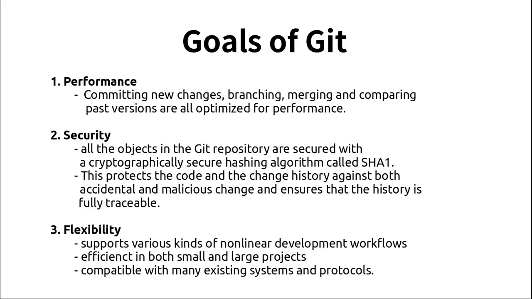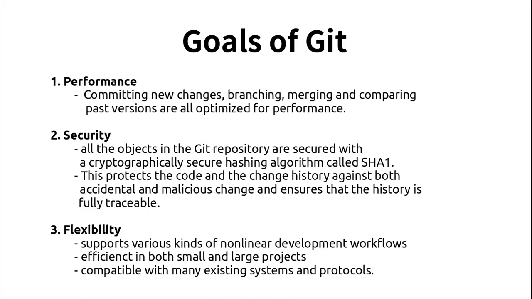It is much faster. Another thing is security. Security means that no malicious or accidental changes should distort the history of your files, and in that way Git has secured your complete project by a cryptographically secure hashing algorithm called SHA-1. So Git is quite secure, and it is very difficult for anyone to change the history, and the history is always fully traceable. By traceable we mean that we can go back to any point in the history. So that is security.